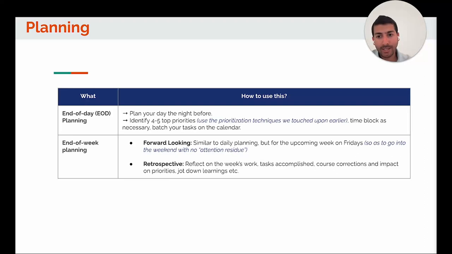One, end of day planning, where you plan your day the night before and you identify what are your top priorities using the techniques we looked at. Then you time block as necessary, and then you execute on those the next day.